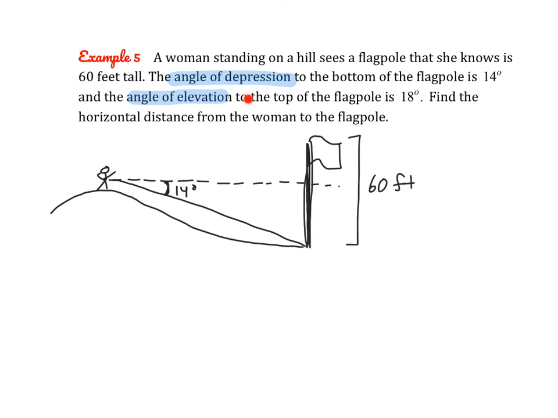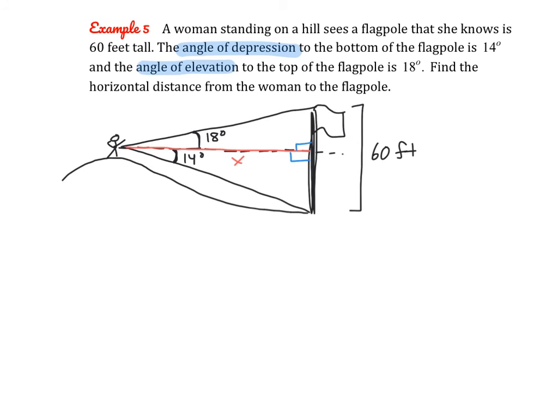Then it says the angle of elevation to the top of the flagpole, so from the lady to the top, is 18 degrees. So that's this angle. Okay, again, since it's an angle of elevation, it needs to be touching a horizontal line. And they're asking us to find the horizontal distance, so they actually want us to solve for this. They want us to solve for x. And again, we can assume that this is a 90-degree angle, and of course, this is a 90-degree angle.